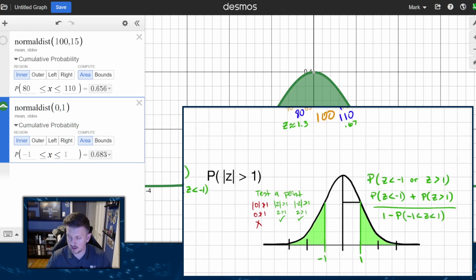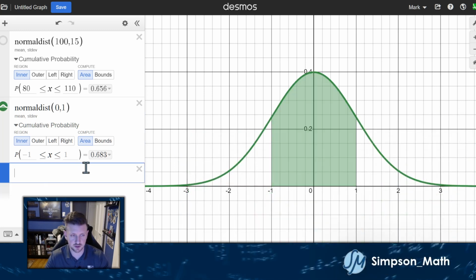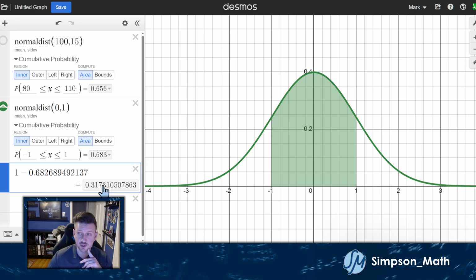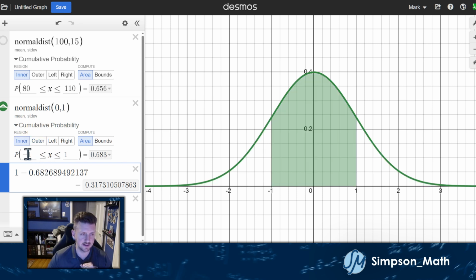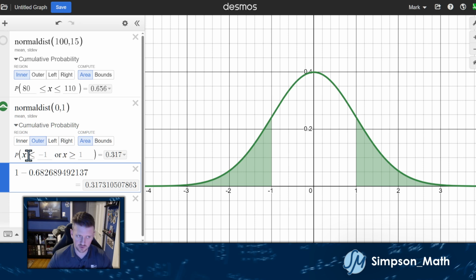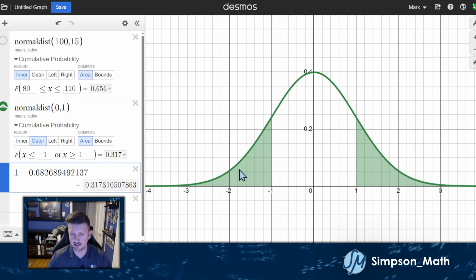So we could take what we did before and just do 1 minus. So I could export out this number and do 1 minus it, put my cursor to the front, do 1 minus. And so we should get 0.3173. Or we could just do outer. When I switch it to outer, it's taking this negative 1 here, going less than negative 1, and greater than my positive 1, greater than this bigger number. So less than negative 1 or greater than 1 is then that outer area.